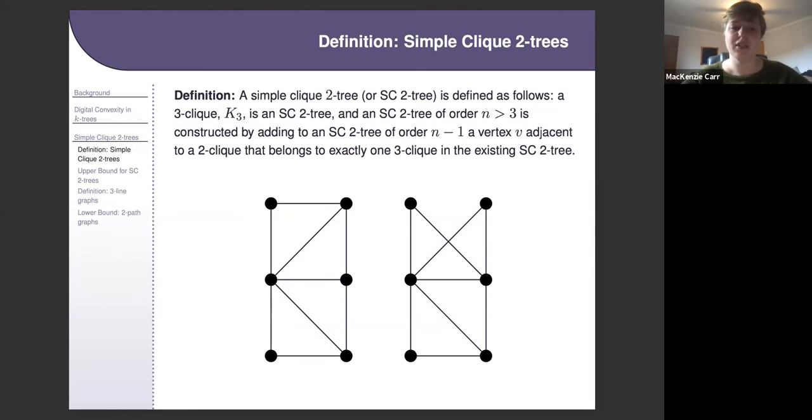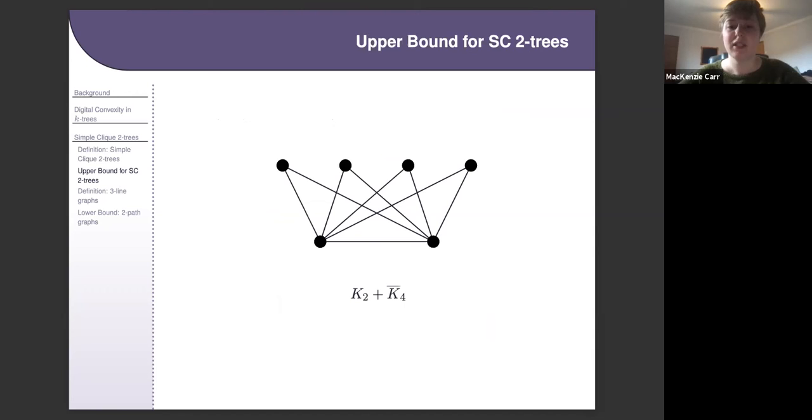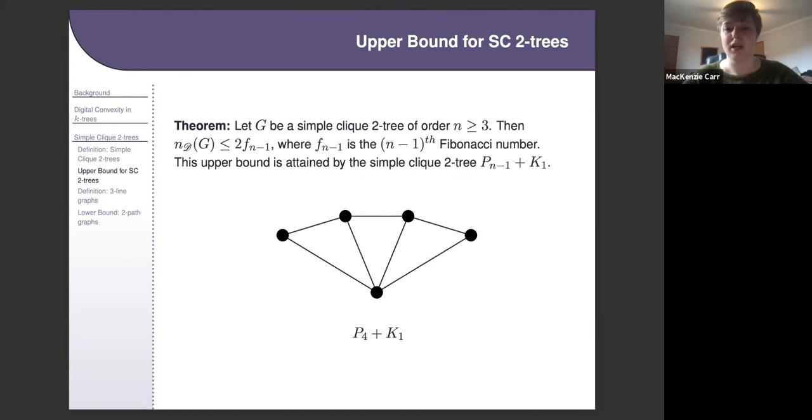And then we can look at our bounds from earlier and ask whether these hold in the simple clique 2-trees or whether we can improve them. So for the upper bound, if you think back to the 2-trees that had the largest number of digitally convex sets, they were the join of a K2 and n minus 2 isolated vertices. So these are not simple clique 2-trees because we have to keep reusing that central K2 to build these graphs. So we can actually improve this upper bound.